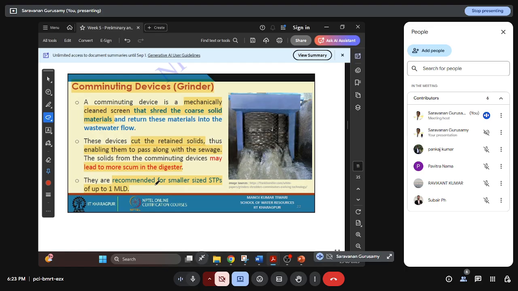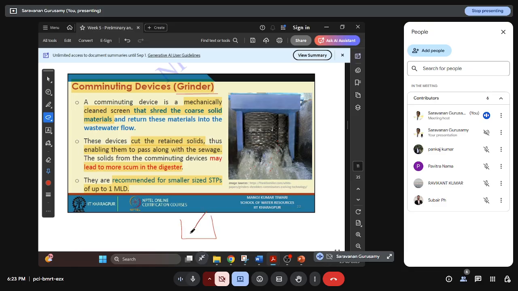Then comminuting devices, that is a grinder actually. It will have a hard material with teeth. That will break down the coarser particles, and they will be converted into smaller particles and move on with the water, so that they can settle in the grit chamber in the next channel.